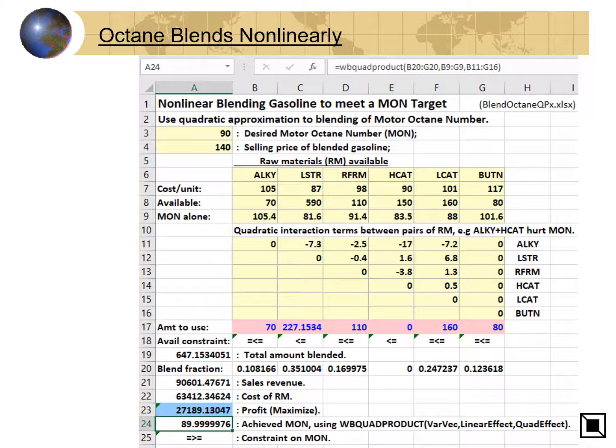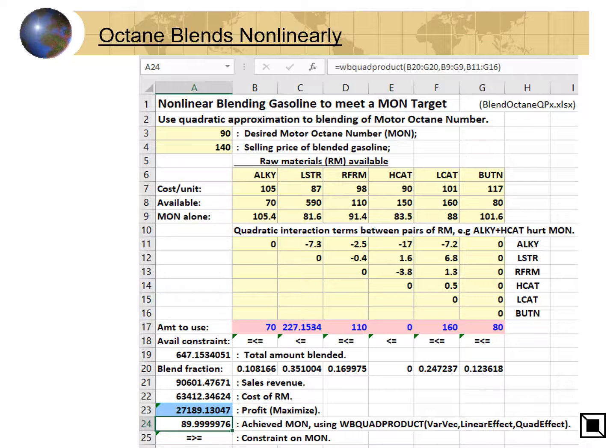So if they blended just linearly, row 9 by itself would tell you what the octane would be. But there's this interaction between ingredients which causes the octane to be hurt. It's interesting, if you look at butane, column G, the rightmost column, its interaction term is 0 with everything else. So butane blends linearly with everything else according to this data that we have here.